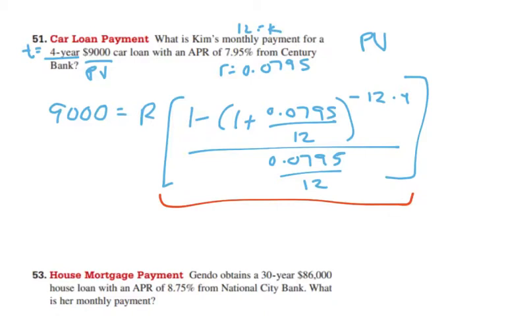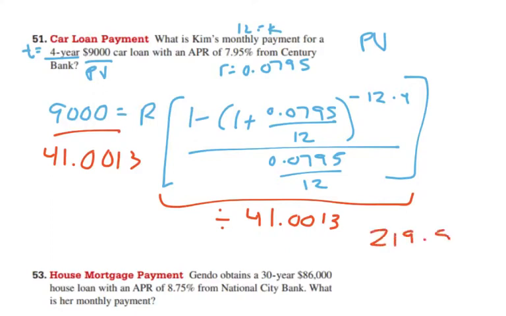So 0.0795 divided by 12 plus 1 brought to the negative 12 times 4. 1 minus that number, and then that solution divided by 0.0795 and 12. So we get 41.0013 that we're going to divide both sides by. So 9,000 divided by the answer that we had gets us $219.51 for the R.